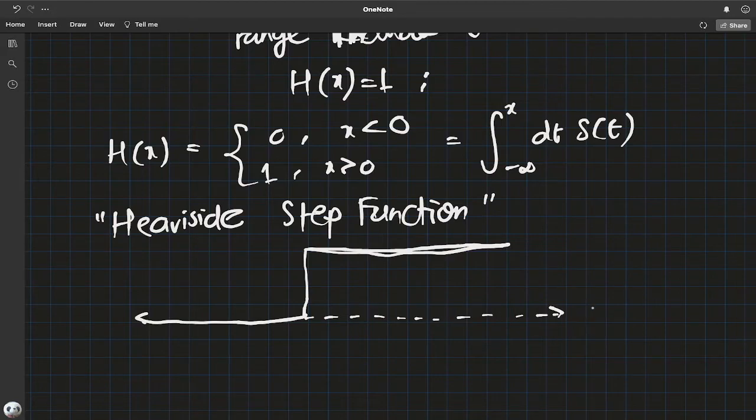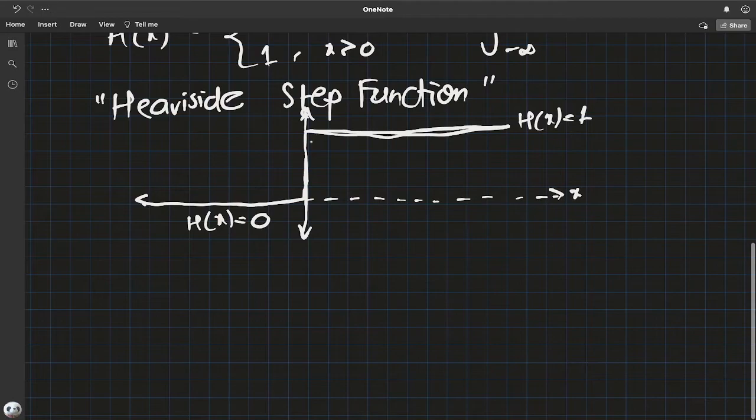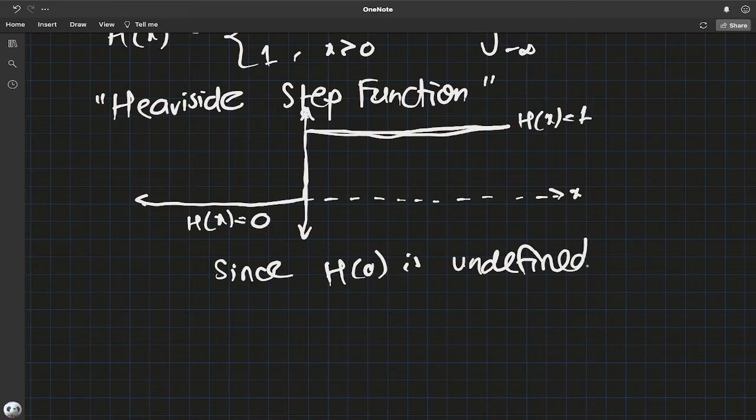This is my x-axis. This is h of x being equal to 1. This is h of x being equal to 0. So in the negative region it's 0, in the positive region it's 1. In the transition, which happens at x equals 0, it has an infinite value, or rather infinite slope. So the thing is, since h of 0 is undefined, really, it can be either 0 or 1, there's a jump discontinuity.